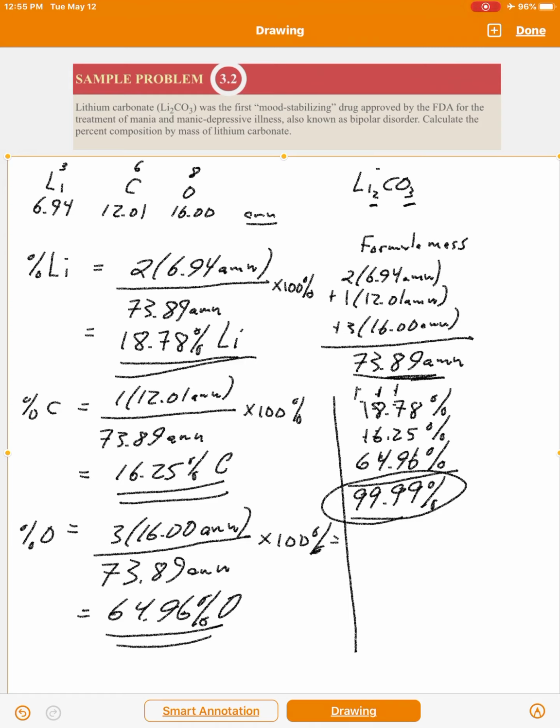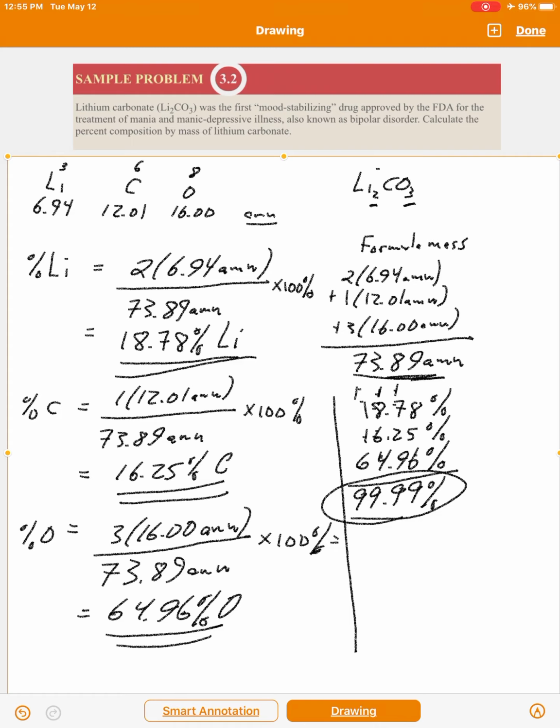So in lithium carbonate, the mood stabilizing drug, sometimes called lithium, the highest percent by mass is oxygen at almost 65%, followed by the lithium at almost 19%, followed by the carbon at close to 16%.